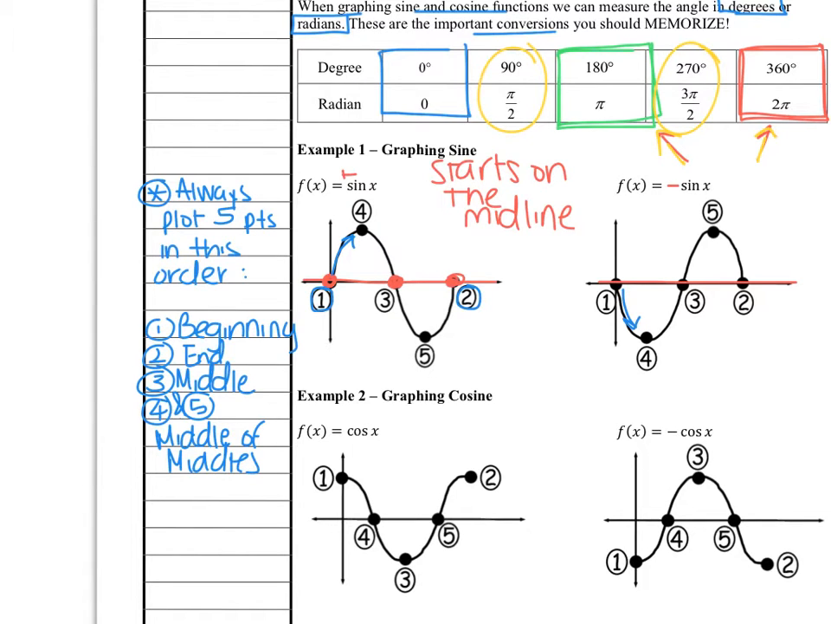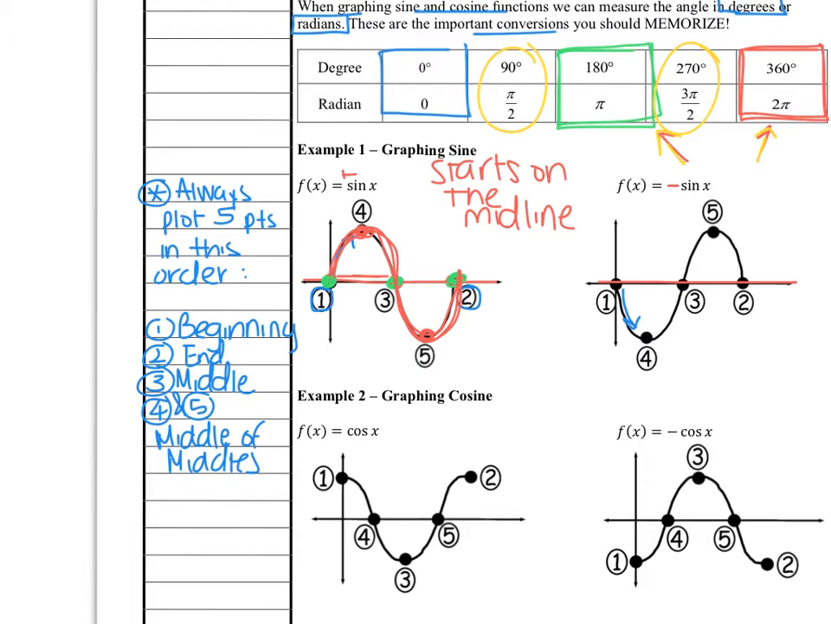So again, it goes in this order. We start at the beginning on the line, end on the line, middle on the line. Fourth point is the middle of the middles. So it's like in between your first 2 points, up high for positive sine, down low for negative sine, and then you just connect with a nice, beautiful curve.